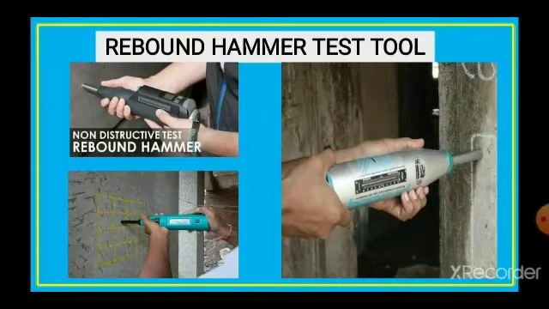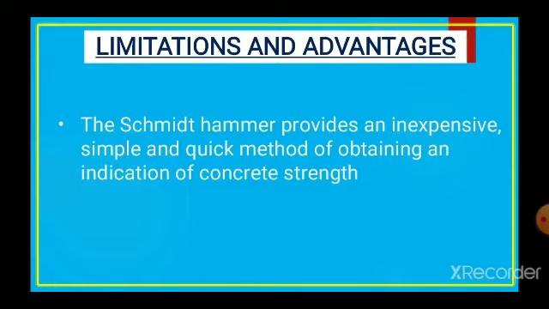This is an example of the rebound hammer method, which is the Smith hammer. There are also limitations and advantages. The advantage is that the Smith hammer provides an inexpensive, simple, and quick method of obtaining an indication of concrete strength.